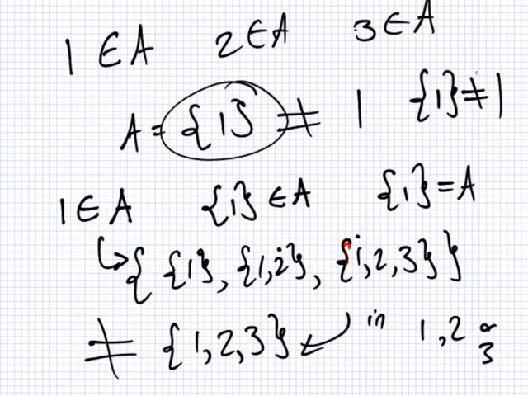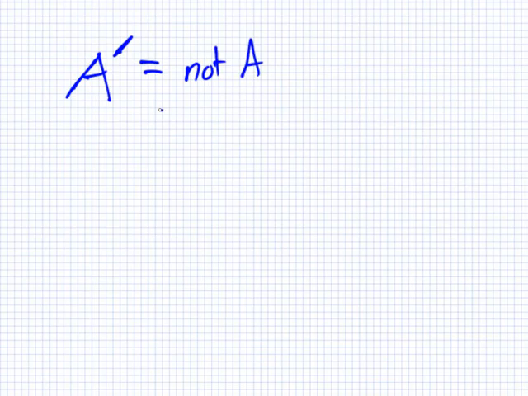Okay. Continuing. What did I want to say? Oh yeah, I didn't get a chance to say this yet. Does anyone remember what this symbol means? Yeah, this is not A. So these are the things which are not in A. I'll give you an example.